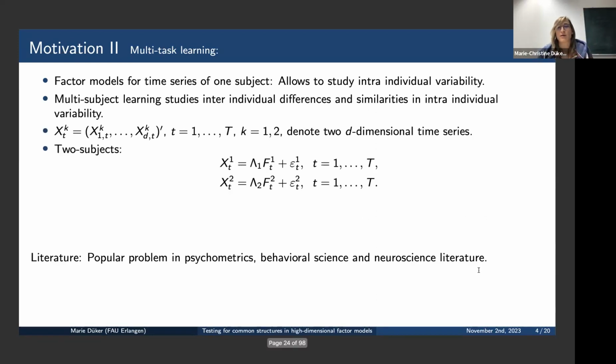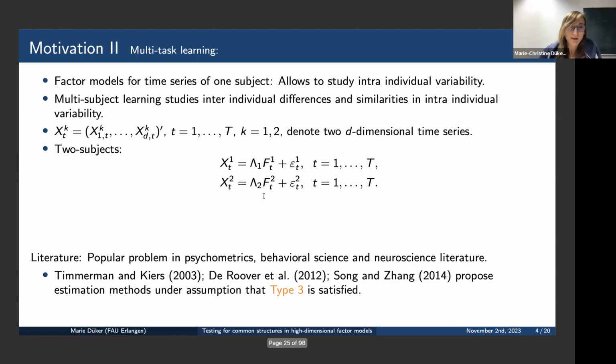We are going to start with just looking at two subjects. So we assume that we have data for two subjects, and we model both of those through a factor model. Again, we allow for different loadings, which already reminds us of the setting in this change point situation. And I was already referring to this literature where people look at data for different individuals.